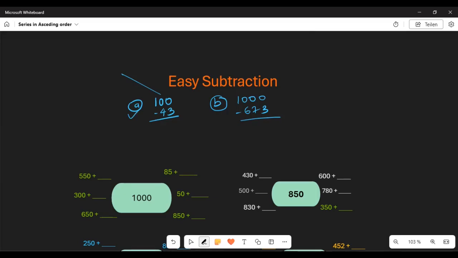In this case, the work is easier just by saying the last number here, which is 3, subtracted from 10. So 10 minus 3 will give you what? 7. And then the second number you subtract from 9. So here we have 9 minus 4, which will give you 5. This is a very nice method that will make your work easier.